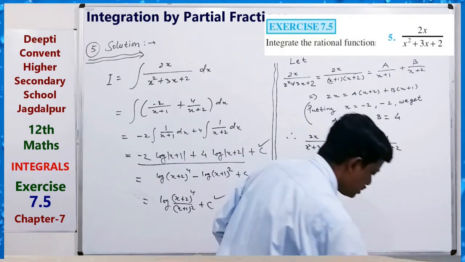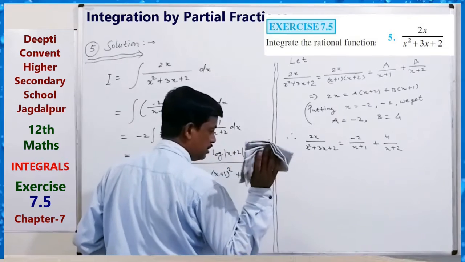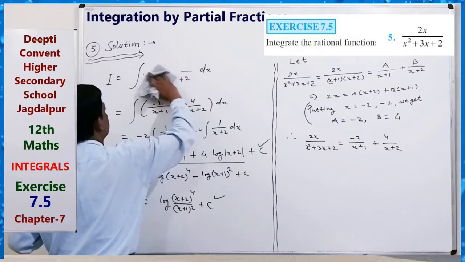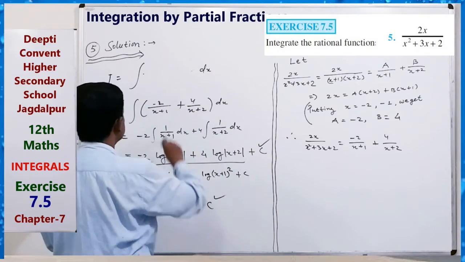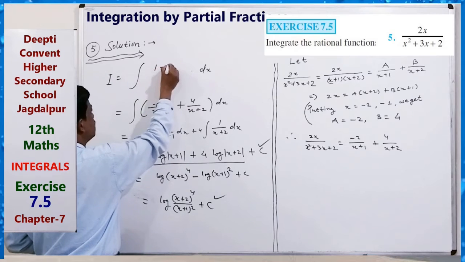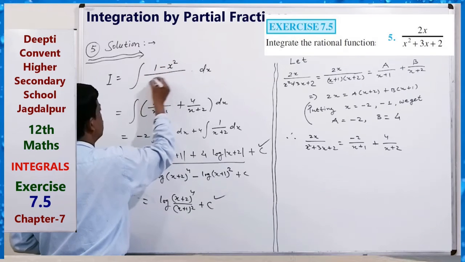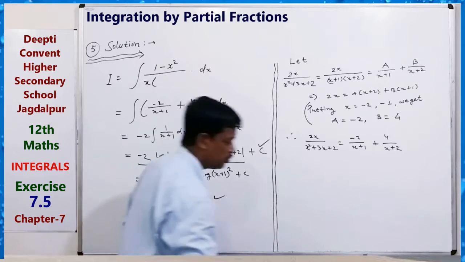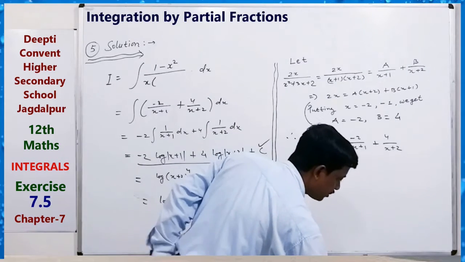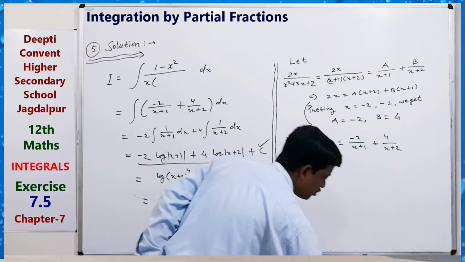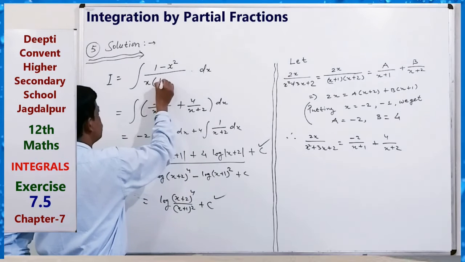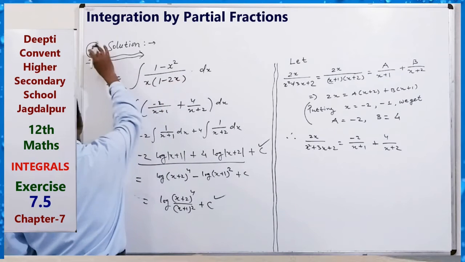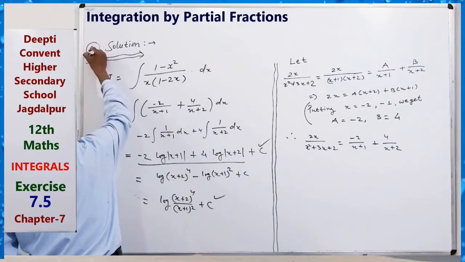And I also take question 6: (1 minus x square) upon x into (1 minus 2x). What is the question 5? (1 minus x square) upon x(1 minus 2x). This is question 6.